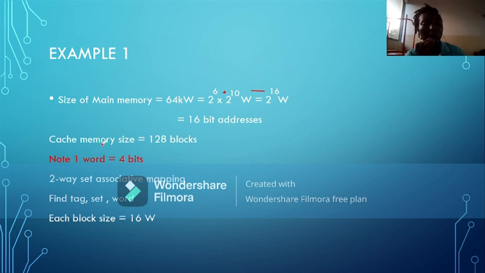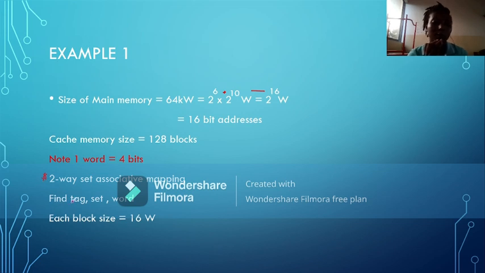We are also given the memory size to be 128 blocks, and we should note that one word is equal to 4 bits. This is one important thing. You must always note the type of set associative mapping you are doing, because sometimes you can also be given a four-way set associative mapping.